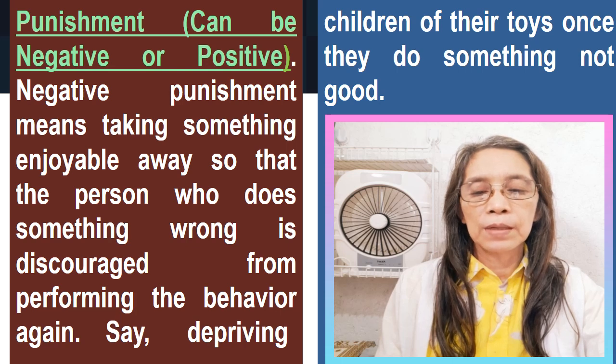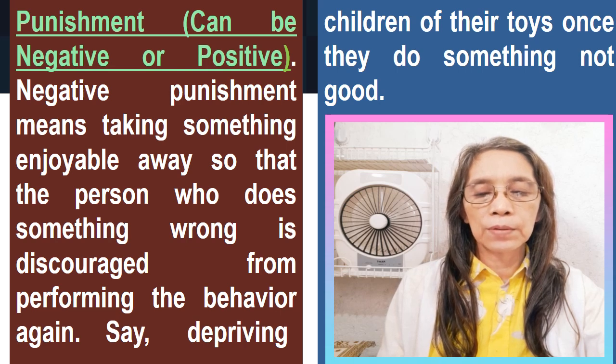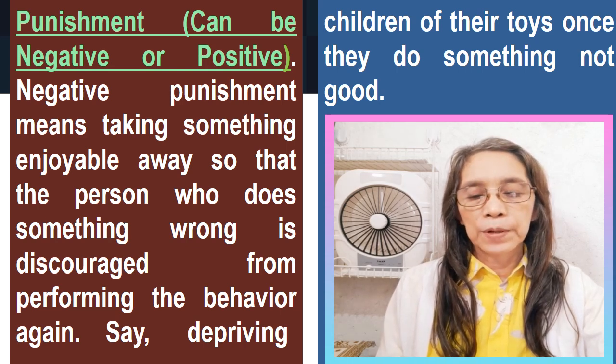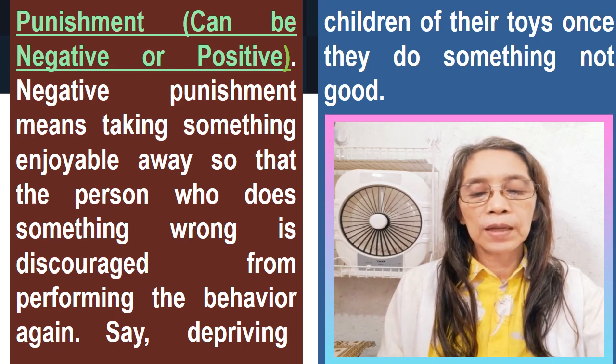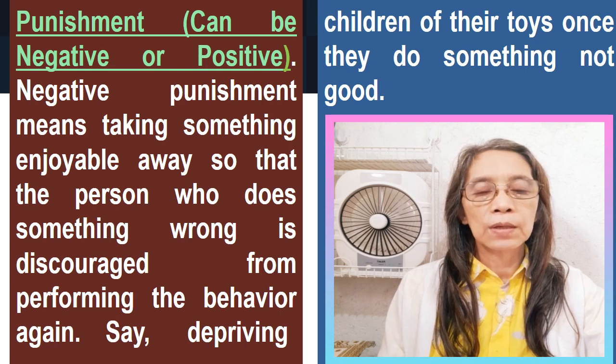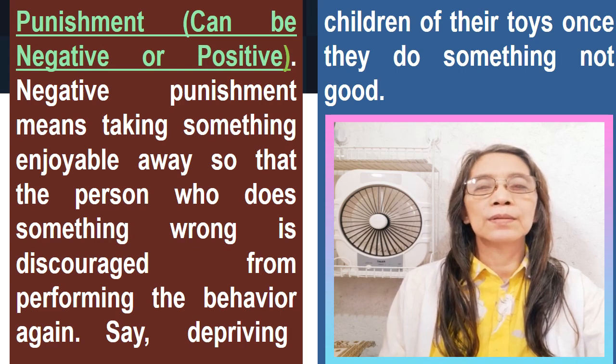Negative punishment means taking something enjoyable away, so that the person who does something wrong is discouraged from performing the behavior again. A common example is depriving children of their toys once they do something not good.